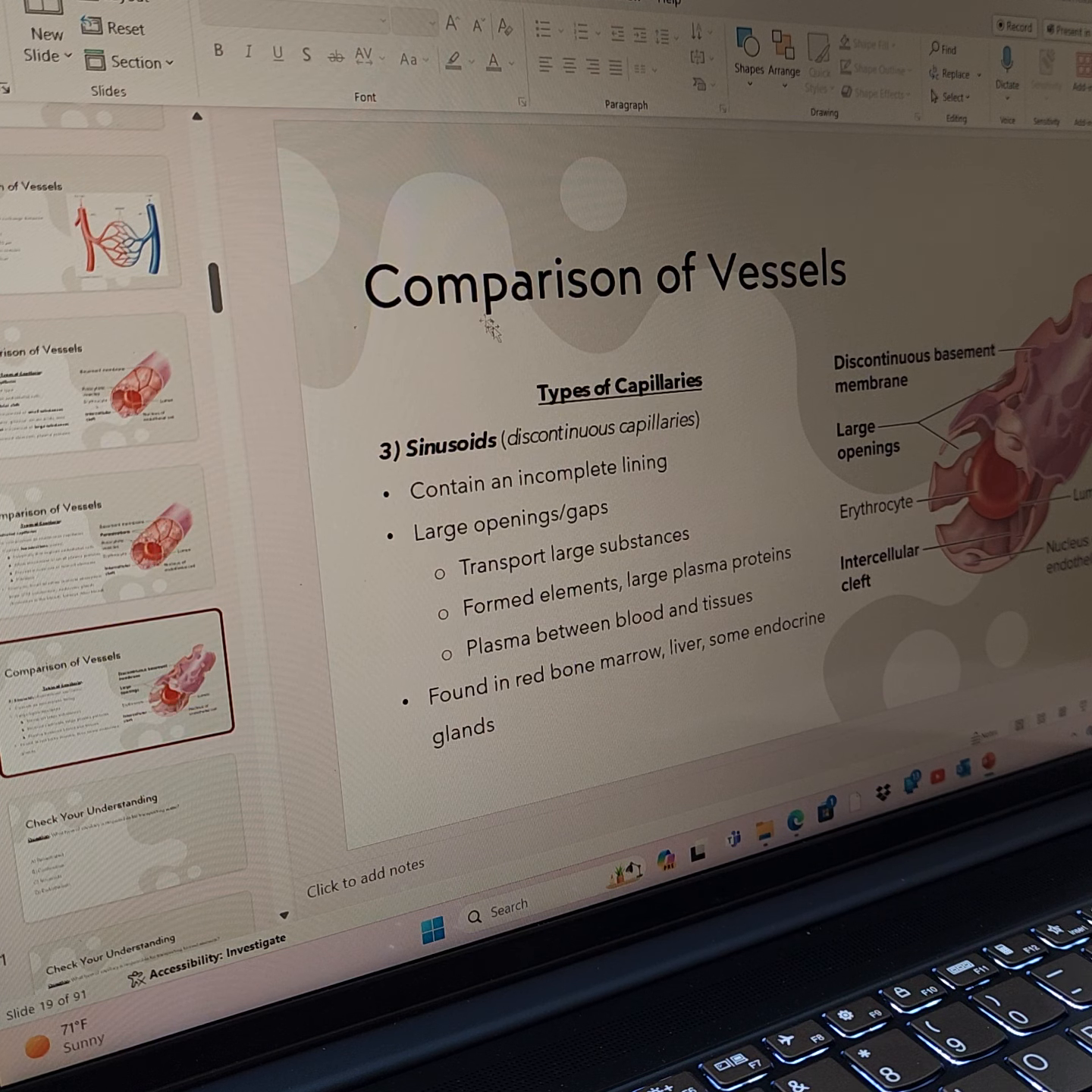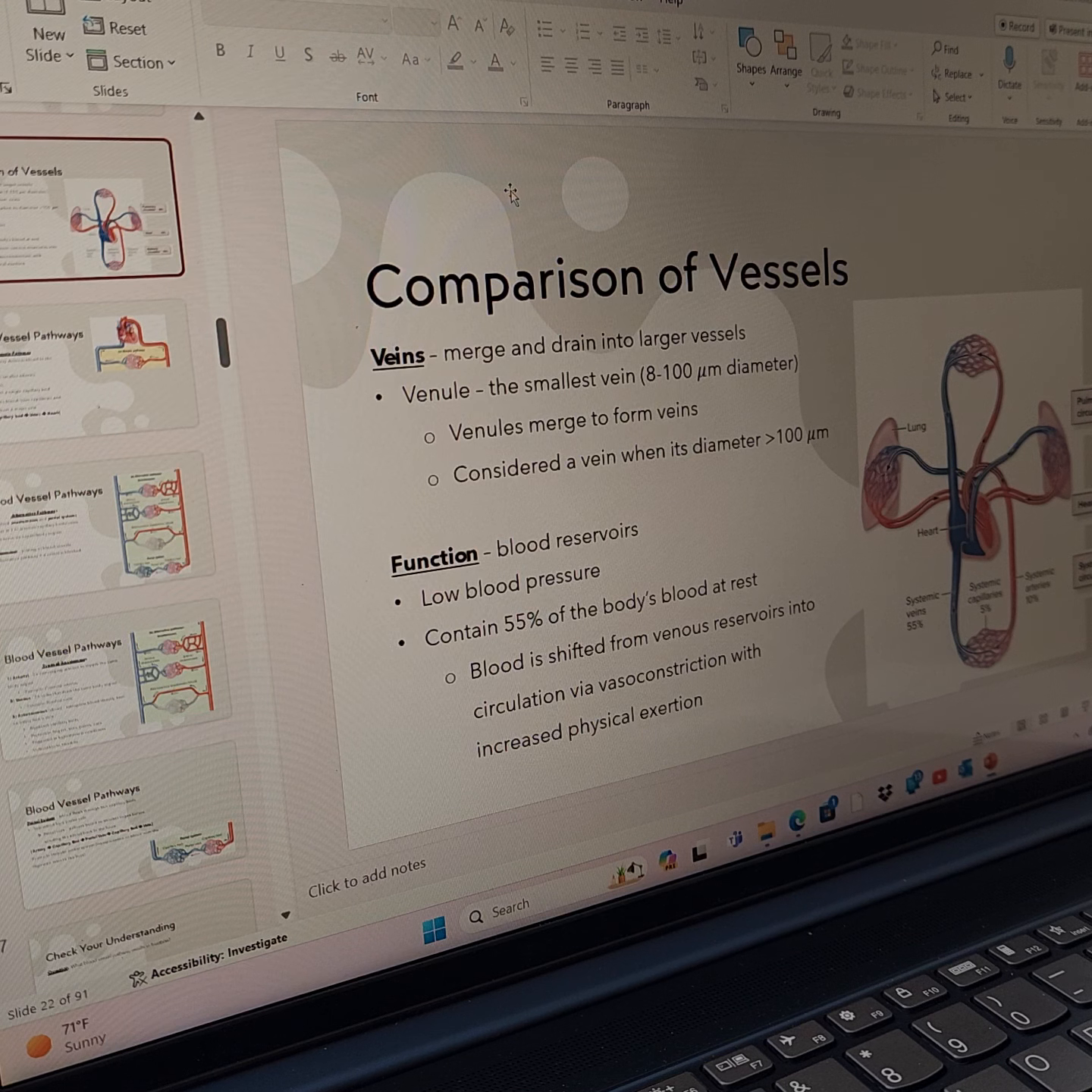And then we move on to the sinusoids, which contain very incomplete linings, so really huge openings and gaps and fenestrations. This is for the transport of larger substances, the formed elements and plasma proteins, to move between the blood and tissues found in red bone marrow, liver, some endocrine glands, things of that nature. So let's try and keep in mind a general overview, because these kinds of tricky questions always pop up.